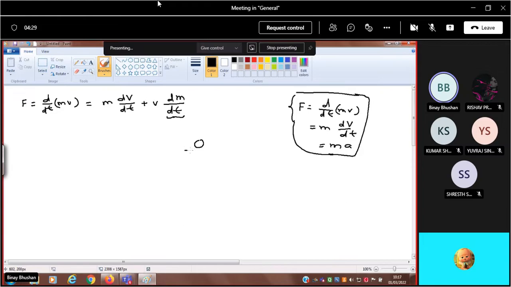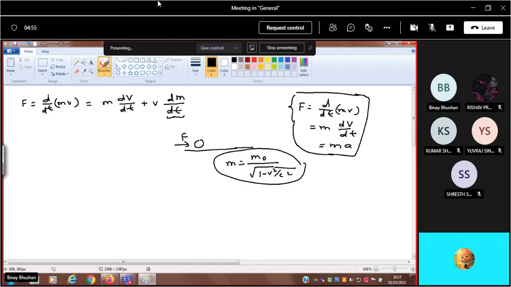Why? Because if a force is acting on a particle, then this force is creating acceleration of the particle. Because of acceleration, the velocity of the particle is changing, and because of that, the mass of the particle is changing. The force is creating acceleration. Acceleration is the rate of change of velocity, so the velocity is changing. If velocity changes, then mass will also change. So with time, mass is also changing.